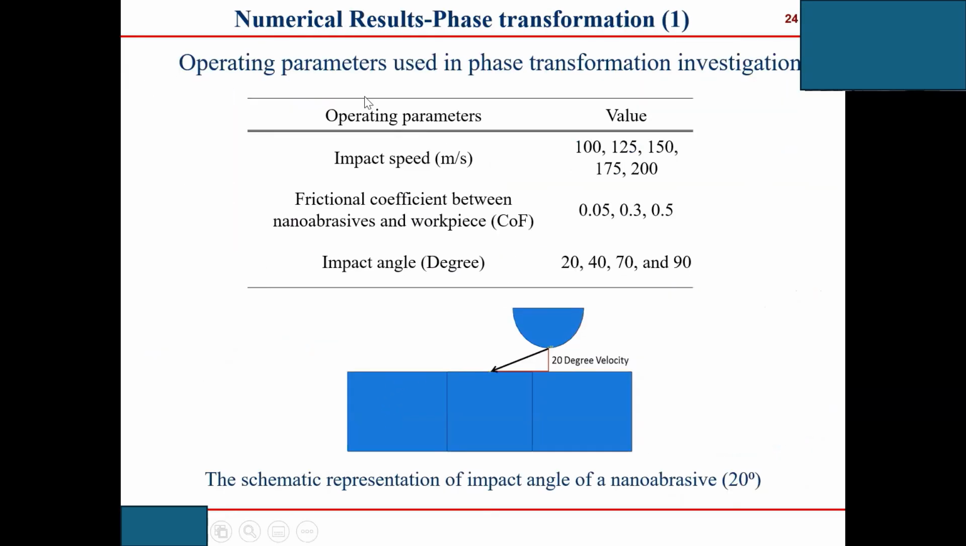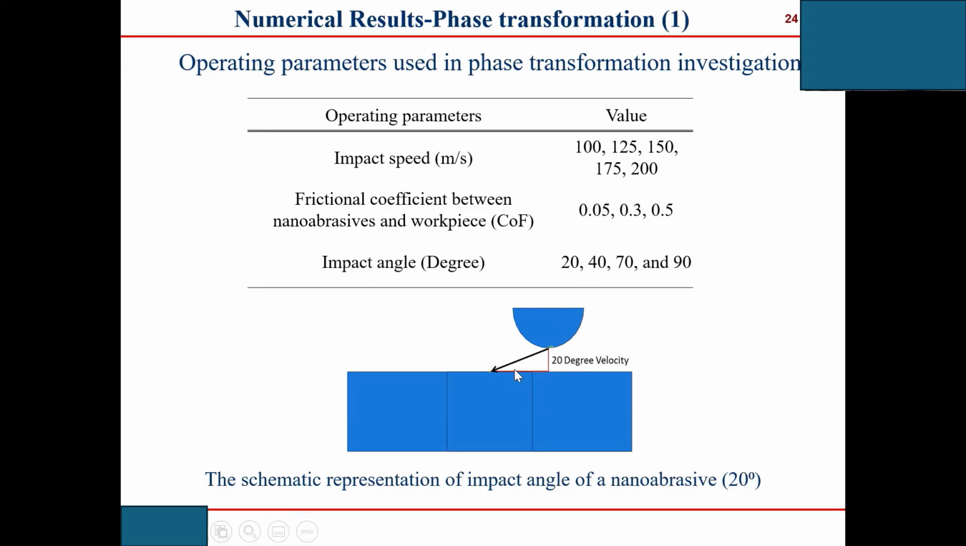Then there are the operating parameters used in the phase transformation investigation. Impact speed, right? Also the friction coefficient between the nano-abrasive and workpiece. Whenever we have impact, we need to take care of the frictional coefficient between these two objects. So we use different materials, and it depends on the condition that you use. You might have this number for the frictional coefficient, or these other two numbers. And also the impact angle.